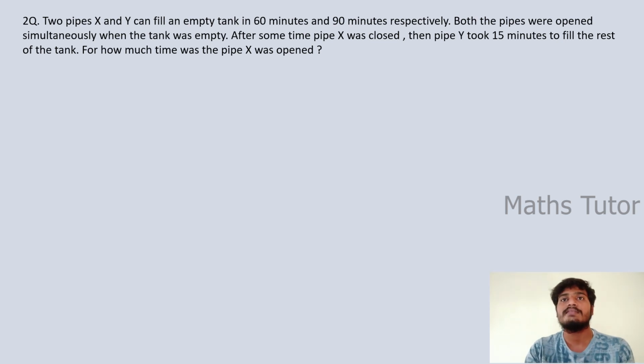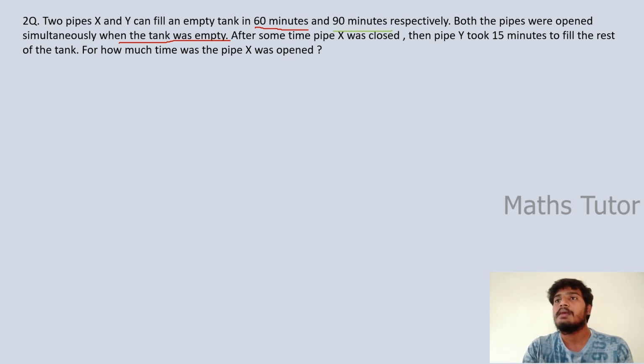So the second question is, two pipes X and Y can fill an empty tank in 60 minutes and 90 minutes respectively. Here the time taken by X is 60 minutes and the time taken by Y is 90 minutes. Both the pipes were opened simultaneously. Simultaneous means opened at the same time. When the tank was empty, both the pipes were opened at a time.